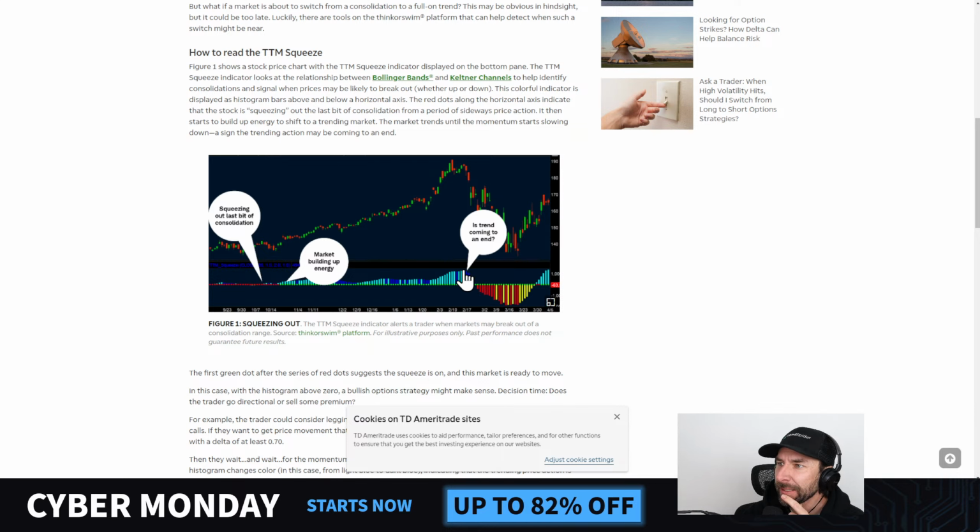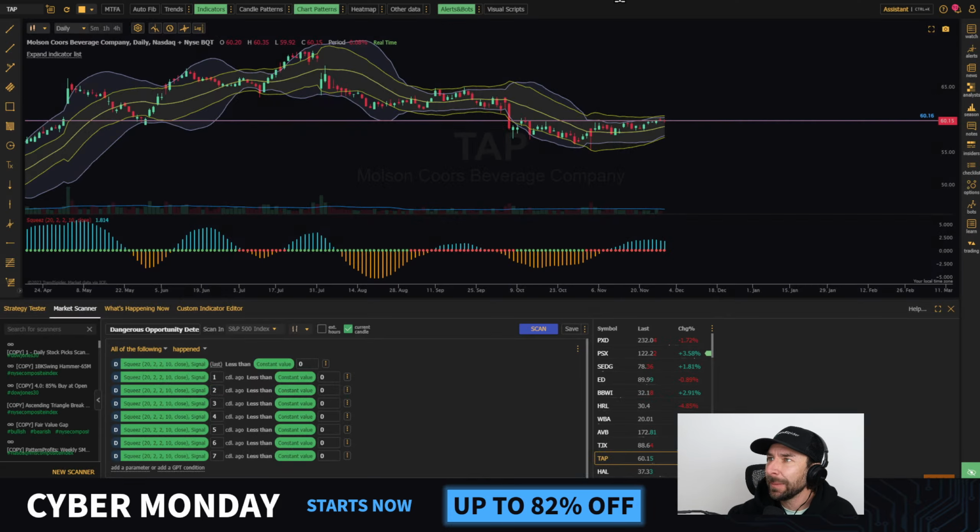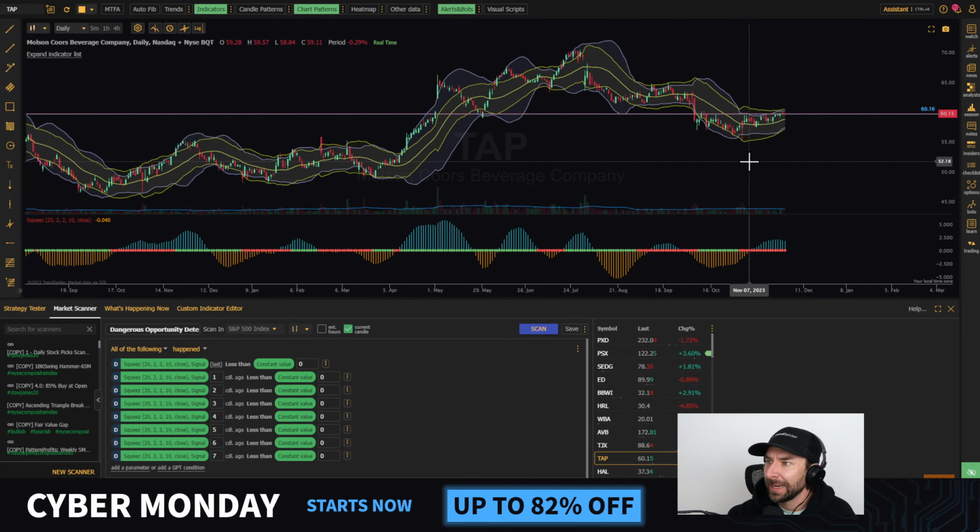This is kind of like a momentum. These vertical histogram bars are momentum bars. So I would assume what you're looking for here is the same thing you would look for with RSI divergence.